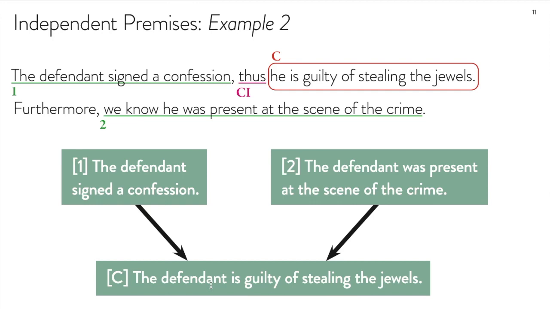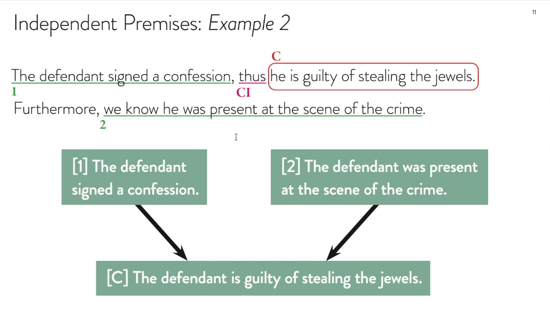Why is the defendant guilty? Well, one, they signed a confession. That seems to be a pretty good reason. The arrow just flows into guilt. And you would say, and if that's not enough, the defendant was present at the scene of the crime. That's another reason, a separate reason, an independent reason for thinking the defendant is guilty.